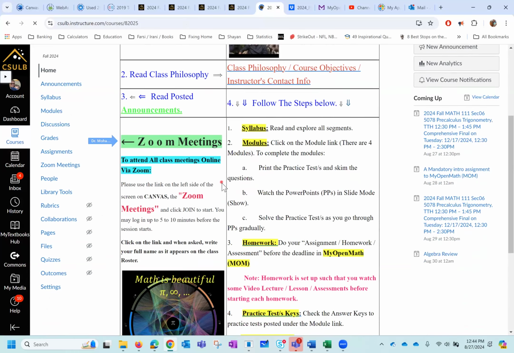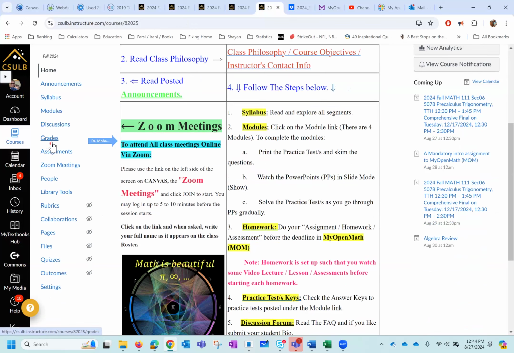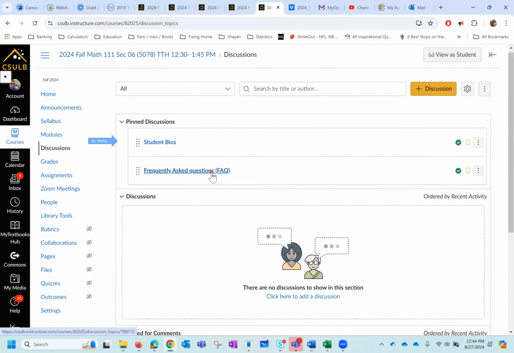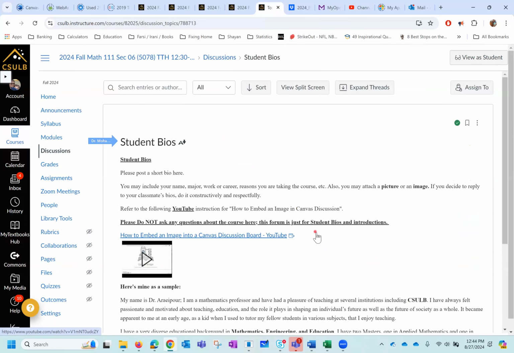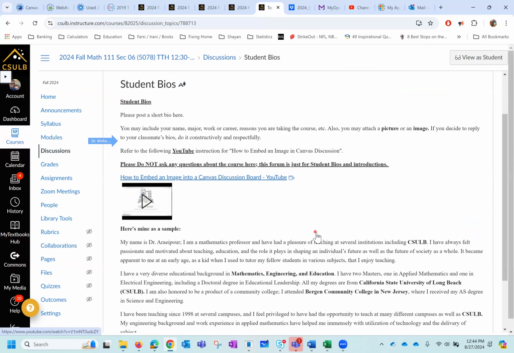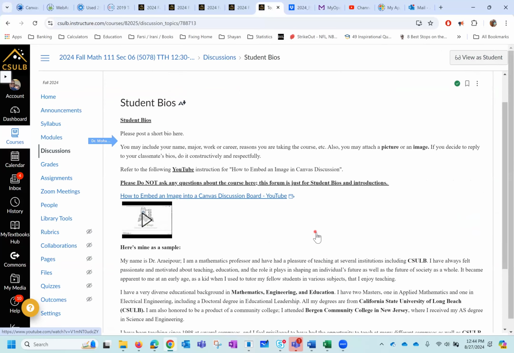So what is left is the modules, but before that, let me show you the discussions on the left navigation bar. We have the student bios. I put mine as an example. If you want to put your bio so your fellow students get to know you, that would be nice. And if anybody wants to put a comment, please do so with utmost respect for your fellow students. Always use encouragement.